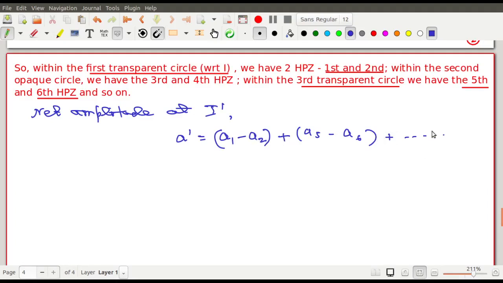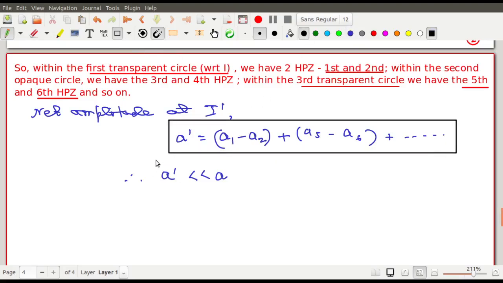Right? Understood? So from here you can conclude, therefore A dash is definitely less than A. Okay? So this is a very important conclusion that you draw over here. These two are very important conclusions that you draw right now.